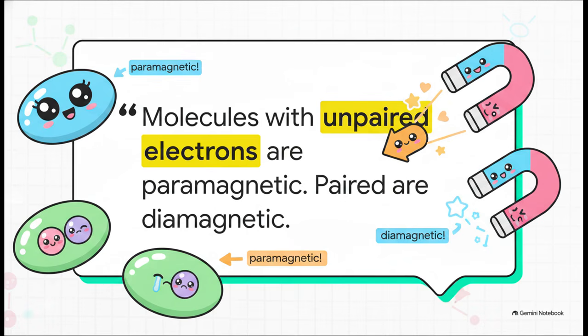It perfectly reminds us why all of this actually matters in the real world. You see, MOT finally explains the magnetic properties of reality based entirely on how these electrons pair up in our wave orbitals. If there are unpaired electrons just hanging out in those molecular orbitals, the molecule is paramagnetic, meaning it physically reacts to magnets. But if all the electrons are neatly paired up, it's diamagnetic.